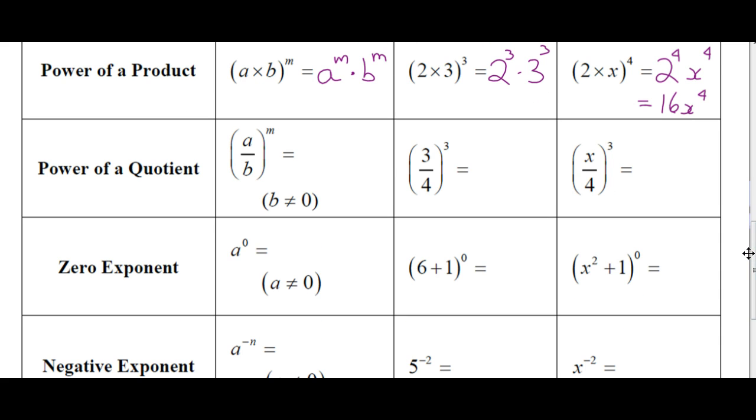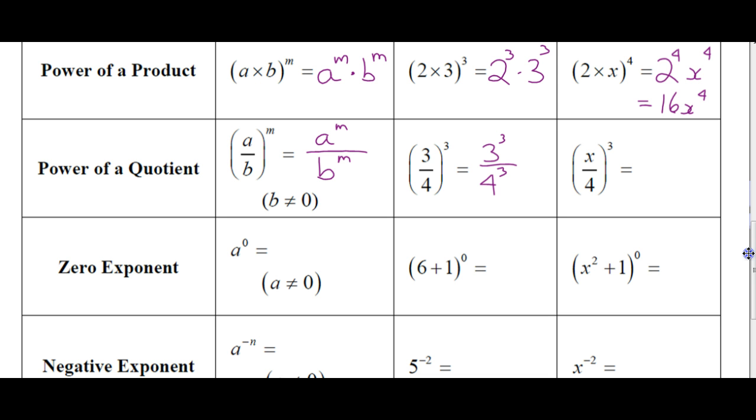Power of a quotient. A over b to the m is a to the m over b to the m. And b cannot be 0 because you're not allowed to divide by 0. So 3 over 4 cubed is 3 cubed over 4 cubed.